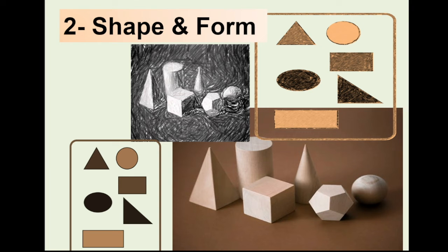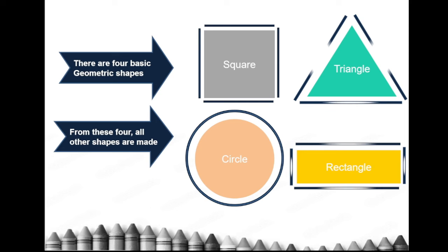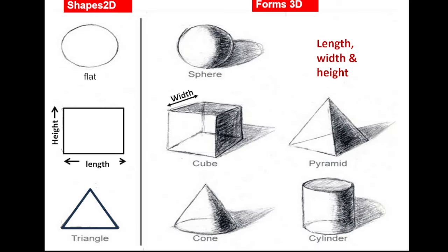Now, the most important second element, shape and form. Basically, shape is a flat area surrounded by edges or an outline. When we put two or more lines together on a surface, we create a shape. Square, triangle, circle, rectangle. These are four basic geometric shapes. With the help of these four, we can create all other shapes.